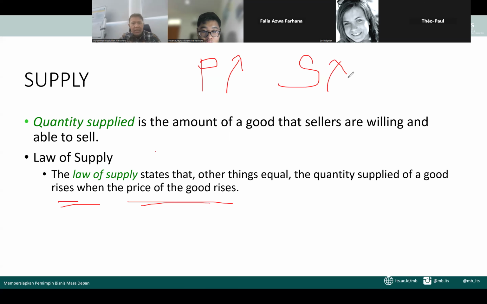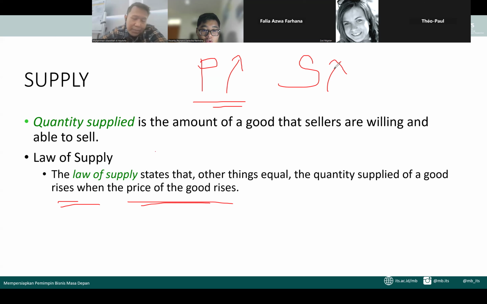Supply will also increase. For example, if we see that apple is increasing in price, every farmer will try to farm apple. They will try to produce apple because they see that there is an increase in the price of apple. So it has a positive relationship. It has the same direction. When they see that the price of that good has increased, the supply will also increase.